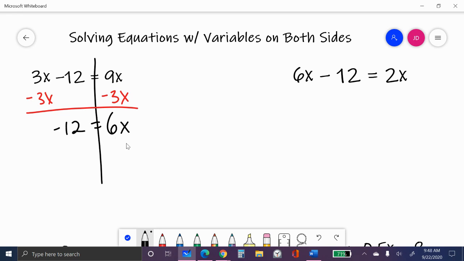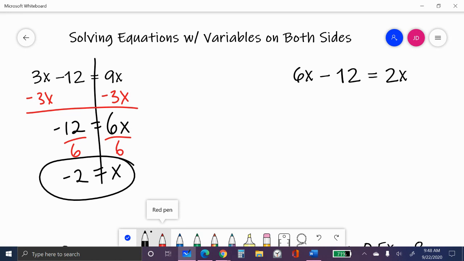Now this is a one-step equation I know how to solve. Divide both sides by 6, and you get x is negative 2. And then you could, again, check it by plugging it back in. Negative 3 times negative 2 is negative 6, minus 12 is negative 18. Negative 2 times 9 is negative 18.